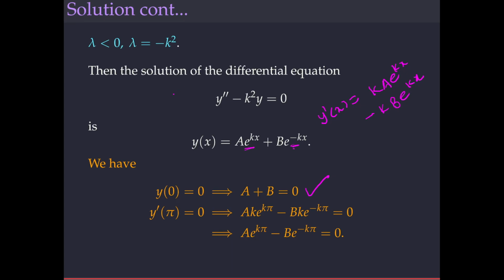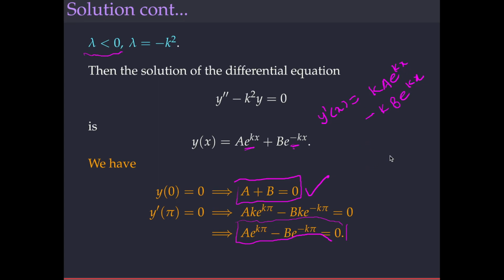k is non-zero because if k is 0 then lambda is 0, but I have assumed lambda is less than 0, so I can just delete k. So the equation is a e to the power k pi minus b e to the power minus k pi is 0. So I have a system of linear equations: a plus b equals 0, and a e to the power k pi minus b e to the power minus k pi equals 0.